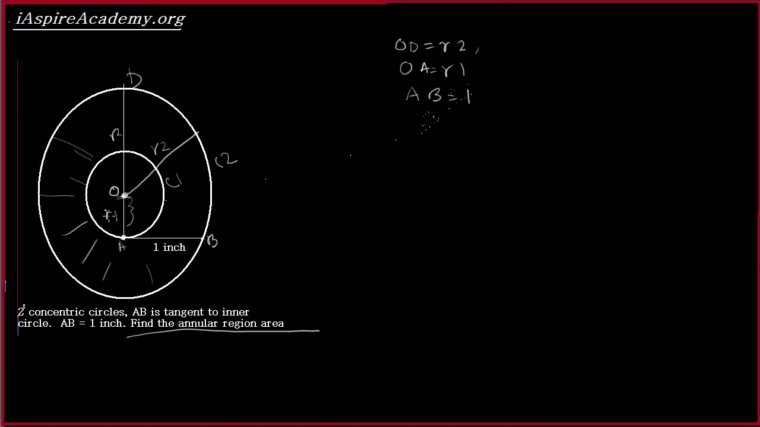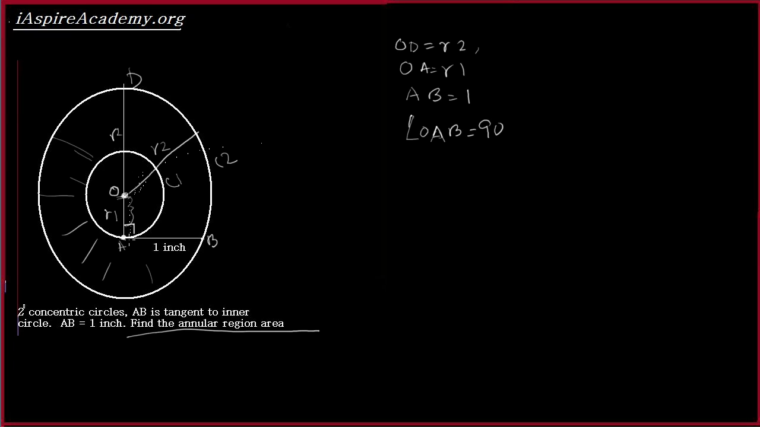What we have to find out, and then we have also been given this one, is a right angle, because AB is a tangent. That's the property of a tangent. So we are given angle OAB equal to 90 degrees. Now, by looking at it, it doesn't look like we have a direct way of finding the annular region, so we have to see how we can solve the problem indirectly.